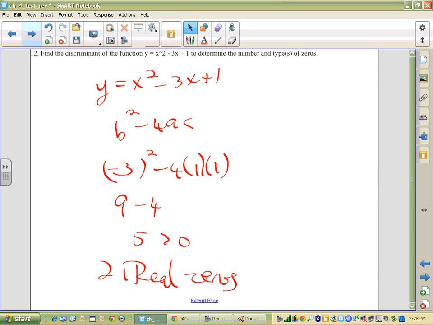Lots of formulas. There's a discriminant, standard form of a quadratic function, vertex form of a quadratic function, intercept form of a quadratic function, h equals minus b over 2a, k equals 4ac minus b squared all over 4a. Completing the square, the quadratic formula.